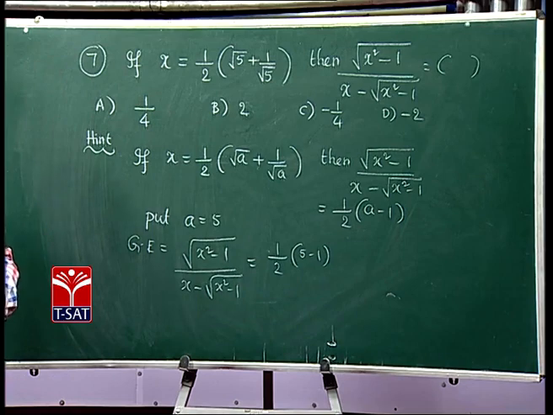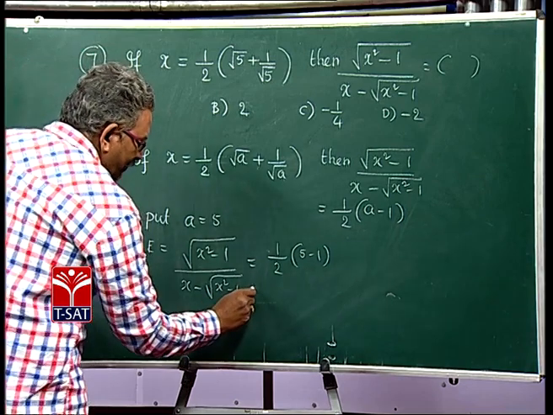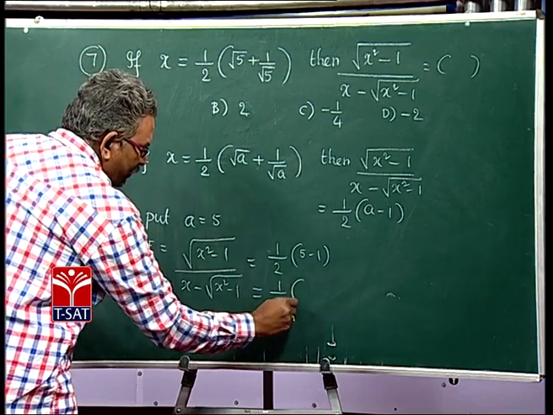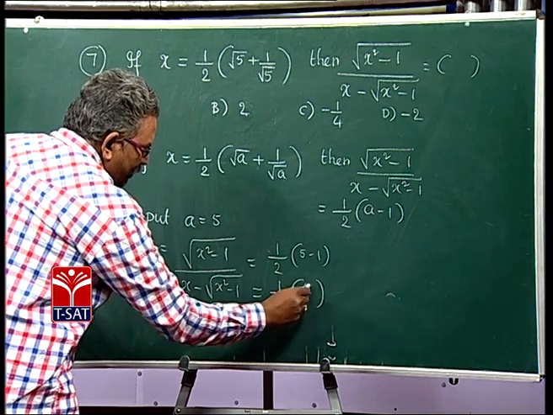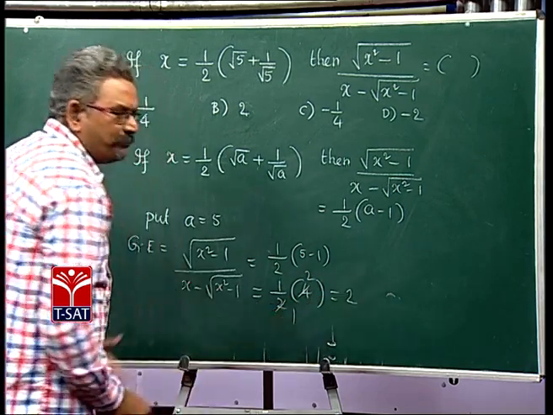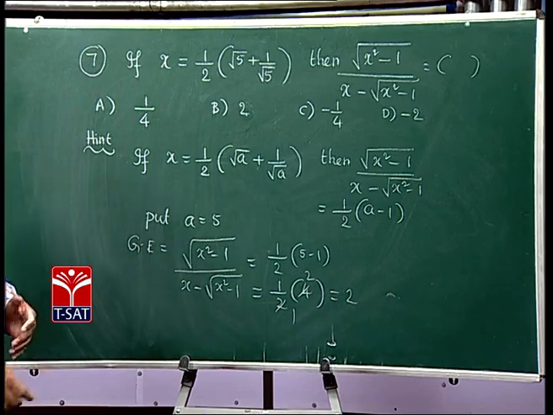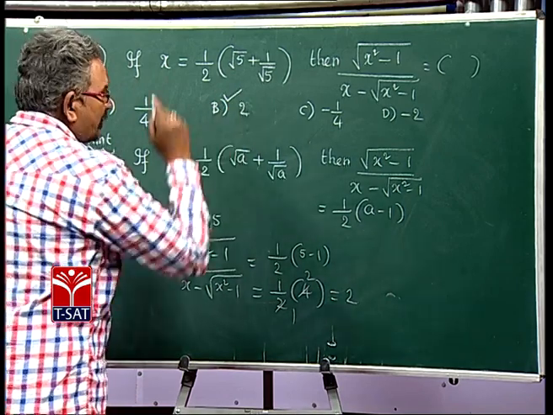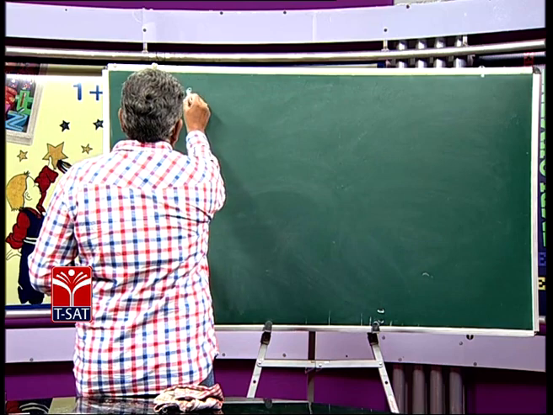Am I correct? So this is half into 4. 2 1 ja, 2 2 ja. So 2, very simple. So here B is the right option. One more problem.